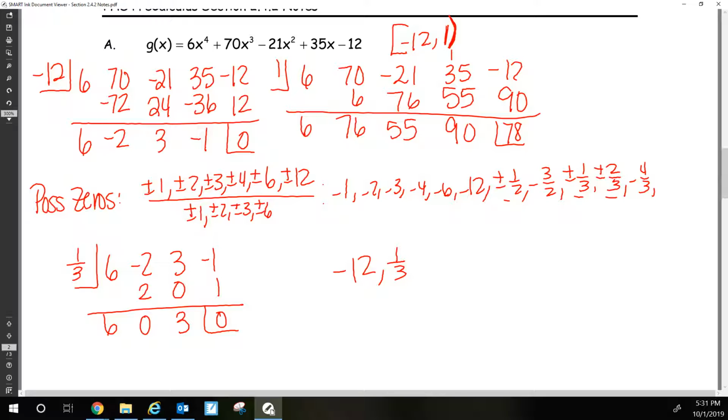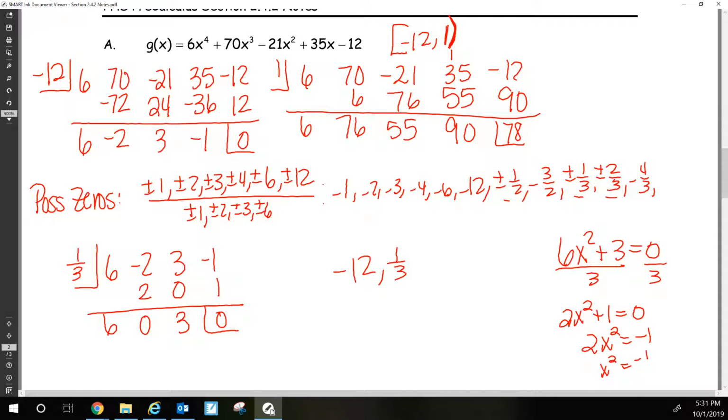Why am I done? Well, what do we have left over here? 6x squared plus 3. Can you factor that guy? Well, I can bring out a 3, right? But I'm left with 2x squared plus 1. Are we going to be able to factor that one? No, it's going to end up having an imaginary solution, which we will deal with tomorrow. And when I take the square root, I have a plus or minus an i. So these are the real zeros that we have.